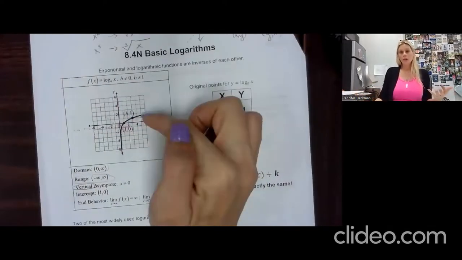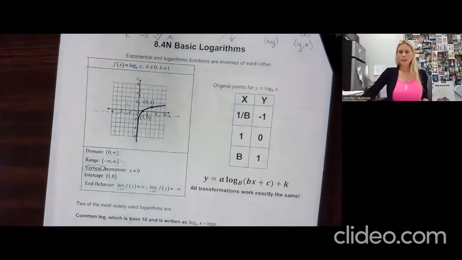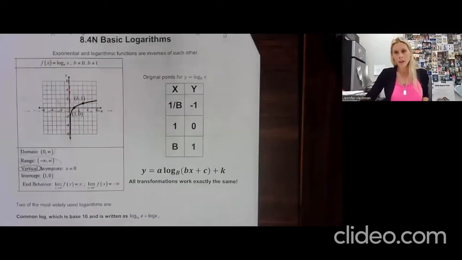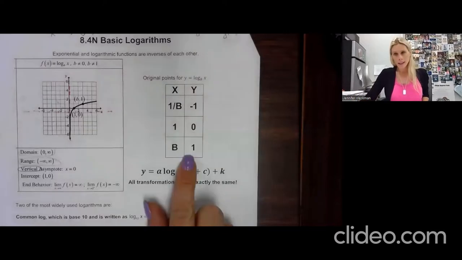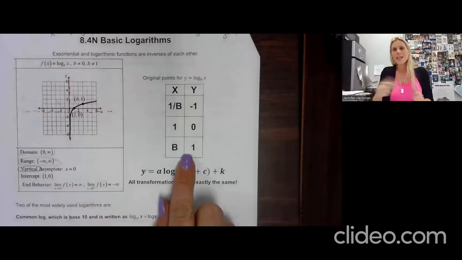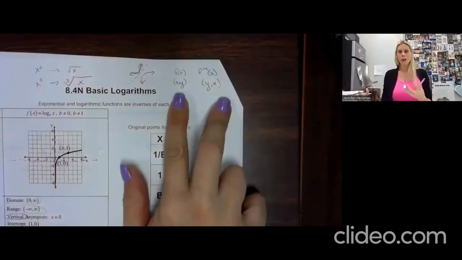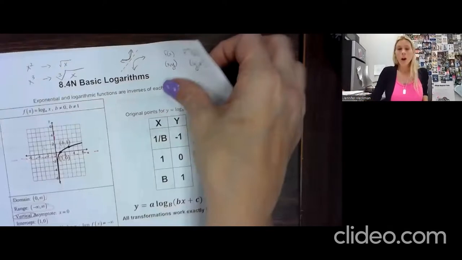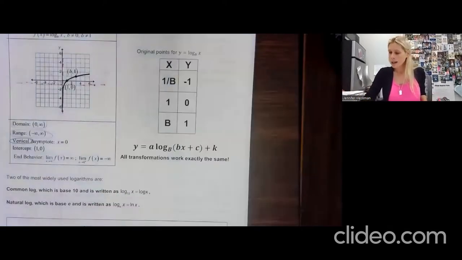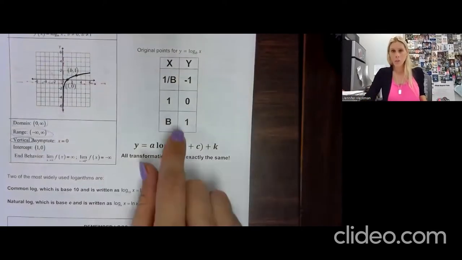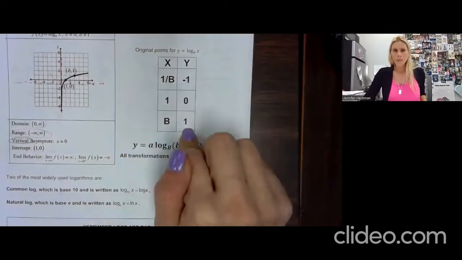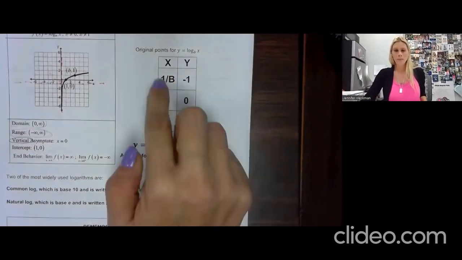So what does that do for a parent function? Well, as you can see, doesn't this look familiar? It looks like our exponential parent, but our x and y is flipped. And that makes sense because it's the inverse of it, and inverse is switching our x and y. So now when we deal with the parent function of log, our y's are going to be the negative 1, 0, and 1, and our x's are going to be the 1 over b, 1, and b.